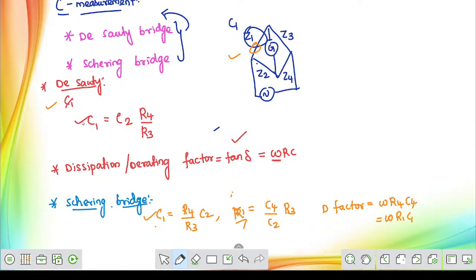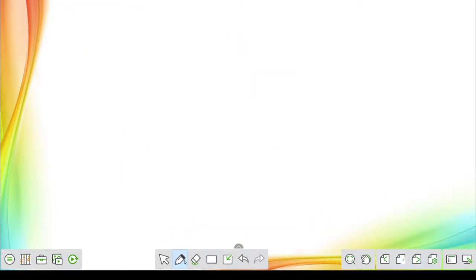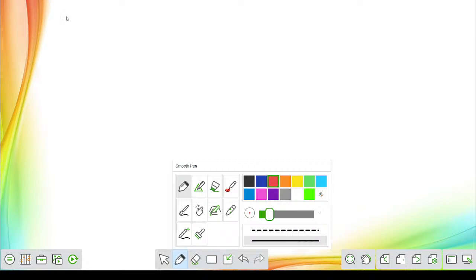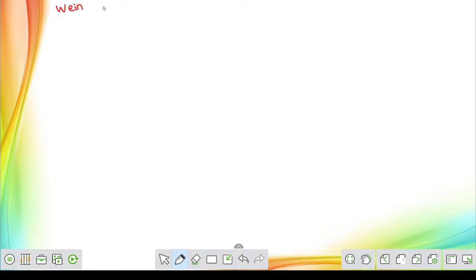Okay. And apart from this, we will be using one more special device, a bridge that is used to measure the unknown frequency. Does anyone remember? There is one famous device which is used to measure the unknown frequency. Yes, that is the Wien bridge. So now I will teach you its purpose. The special application of the Wien bridge is to measure the value of unknown frequency.